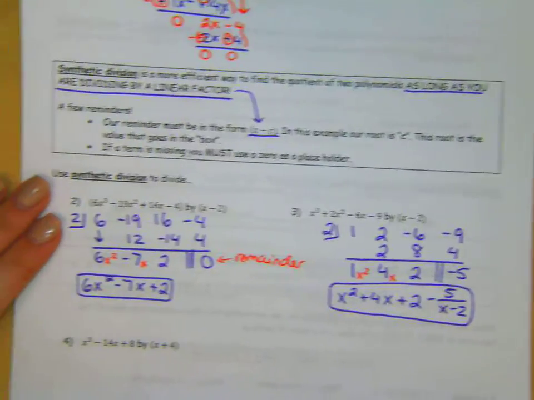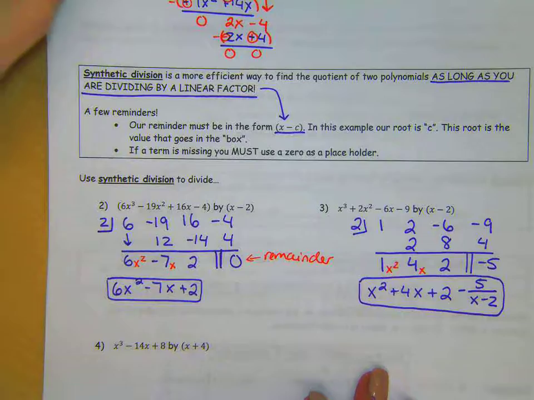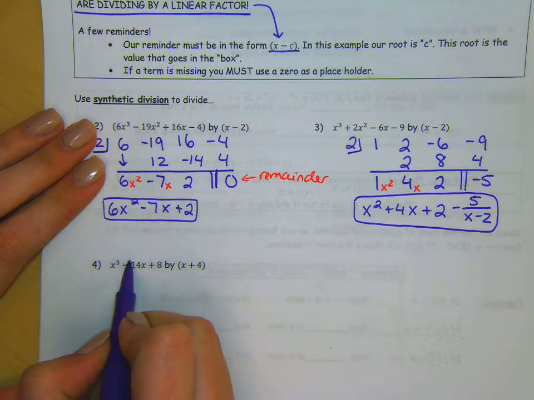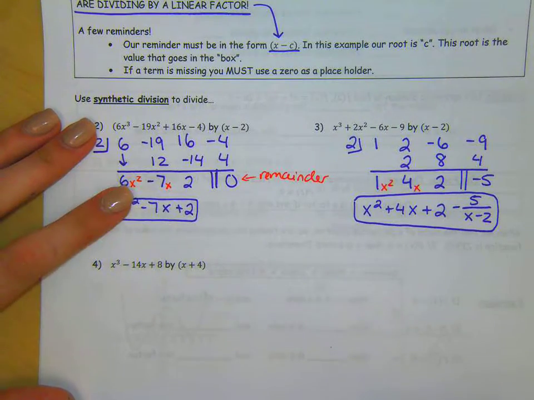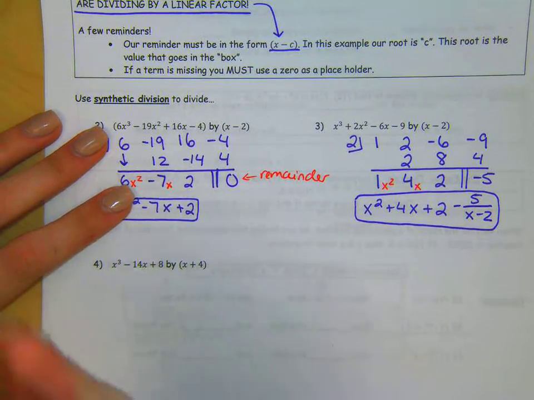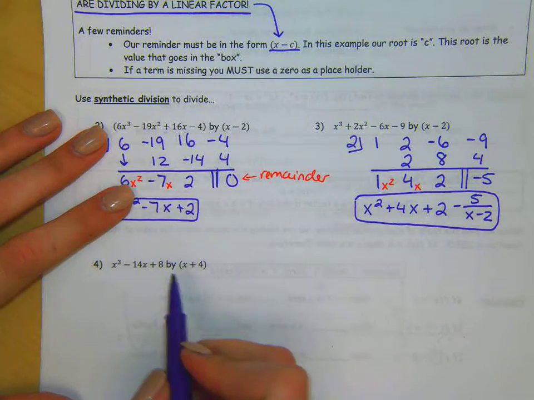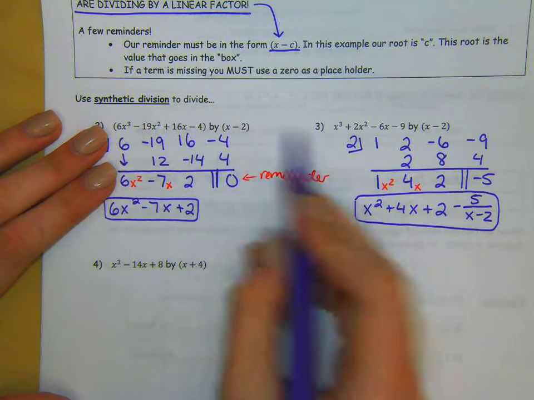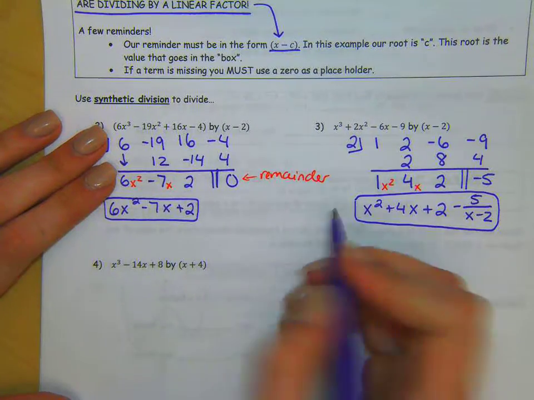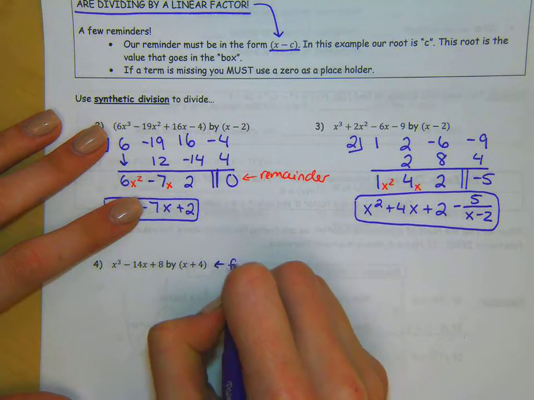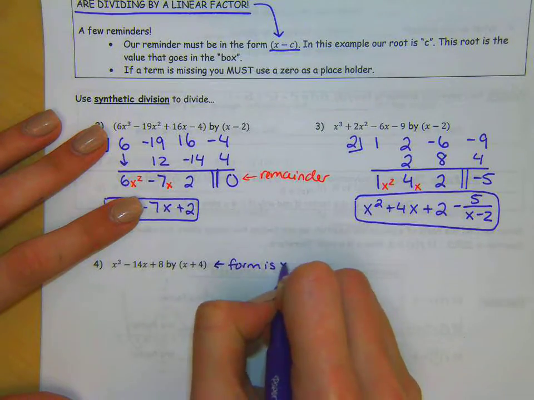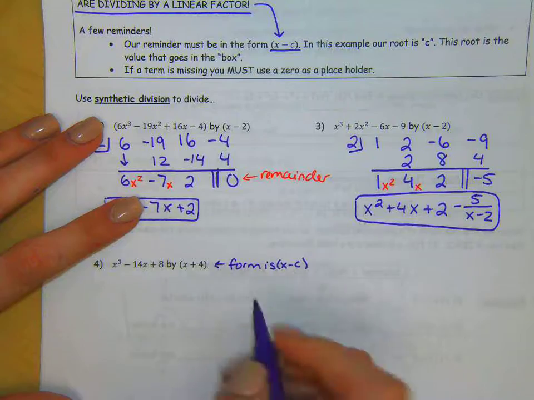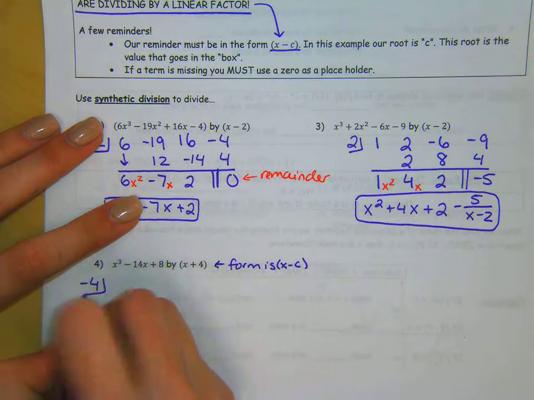Okay, next example, number 4. Notice how we have x cubed, and then there's nothing in the spot for x squared. So we're going to have to put a 0 in there as a placeholder. The form is another thing that's different from before. We had x minus 2, x minus 2. Now we have x plus 4. So the form is x minus c, so we really have x minus negative 4. So negative 4 is what goes in our box.